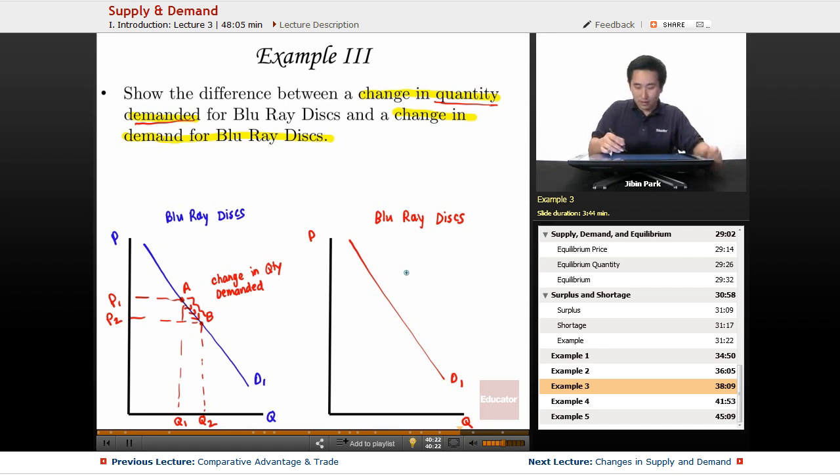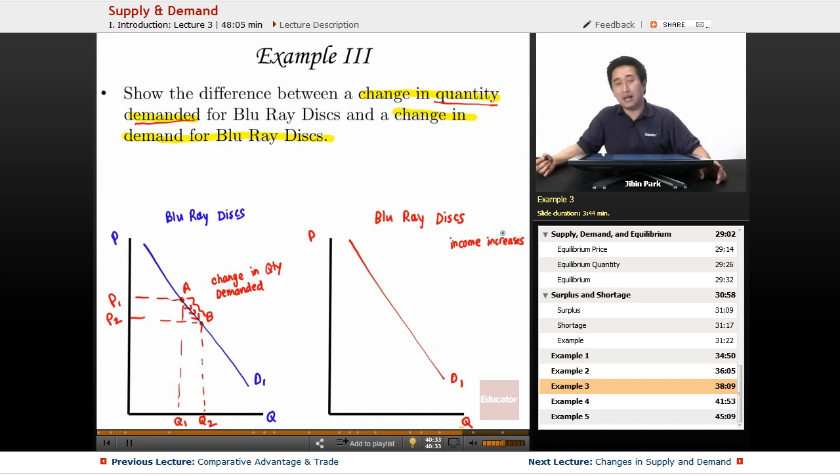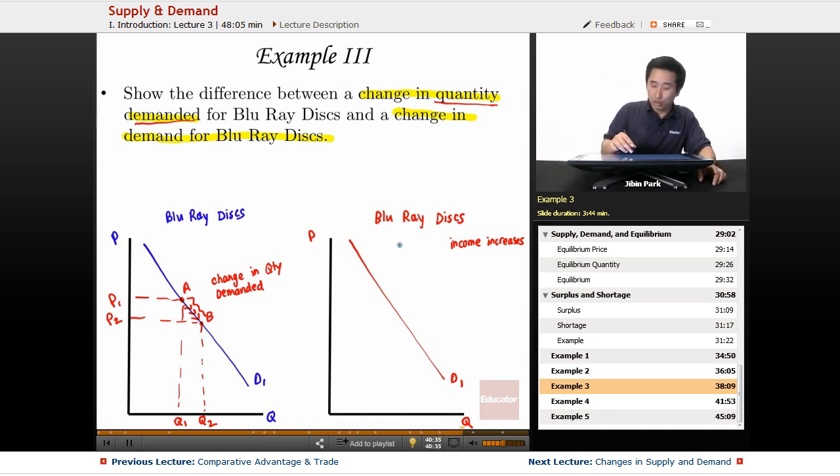Whereas here, let's say that income increases in a community. Let's say the average income increases by $10,000 in the community. Then Blu-ray disc being a normal good, what's going to happen is that there's not just an increase in quantity demanded. So it's not the price change. It's basically at every single price level. So at $3 or $4, there's going to be an increase in quantity demanded at every price point.